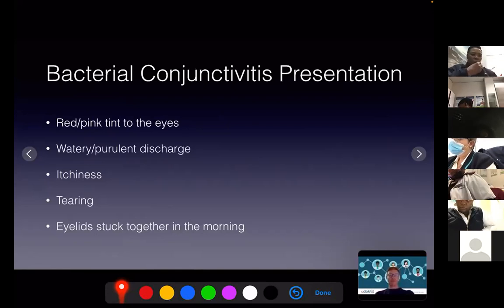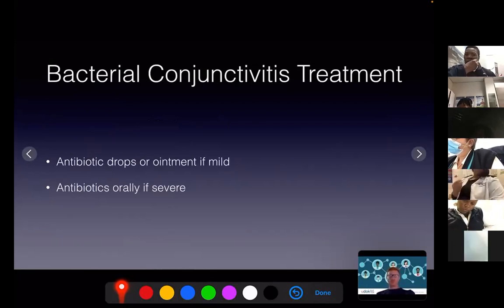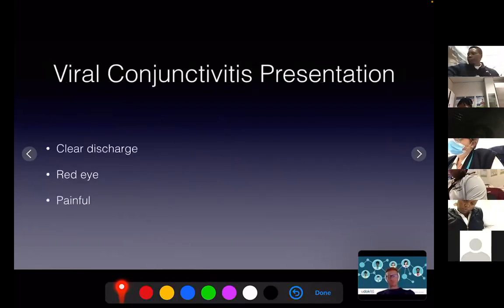If the purulent discharge is quite severe, you can actually treat that with the topical antibiotics or ointments if it's quite mild. And usually you'll recommend to the patients that they go on treatment for about 7 days, despite improvement, because remember, this can be spread quite easily. You touch a door handle, you touch your eye, and that's how you're going to get the bacterial conjunctivitis. We'll reserve the oral antibiotics only if the situation is quite severe.